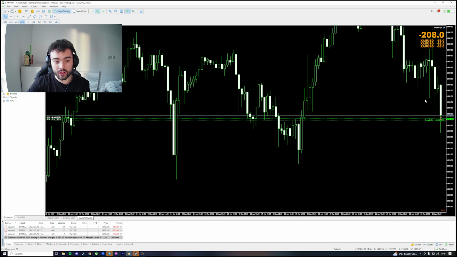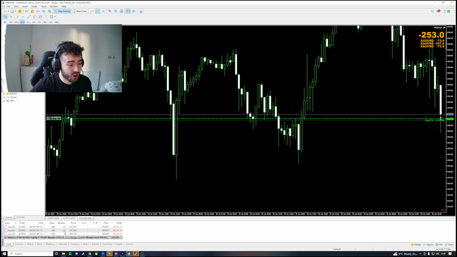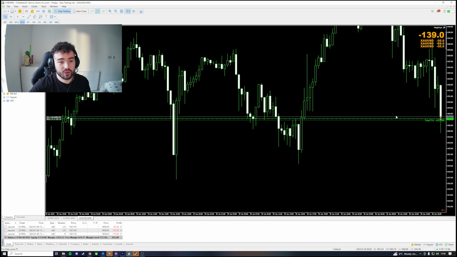Now I'm going to show you another example with a 1 to 100 leverage. And you can see the difference, okay? You can see the difference in terms of being able to take trades. So there we go. We can put a 10 lot on a £5,000 account, so you can risk a lot of money.